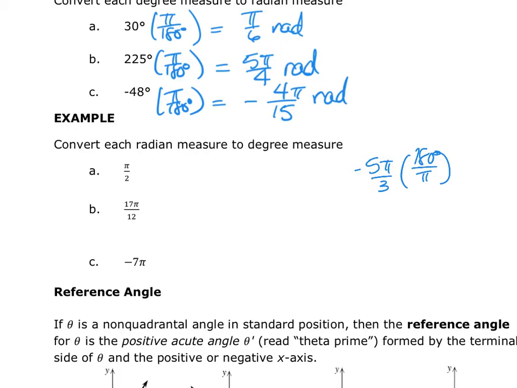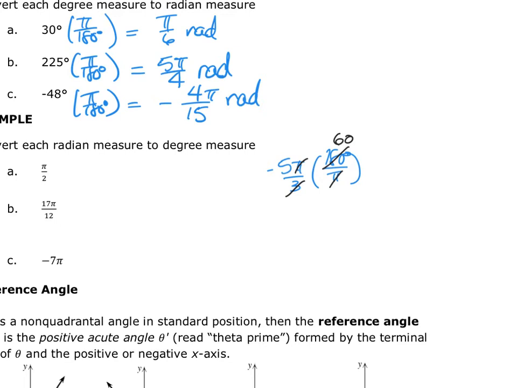Here, my pi's cancel, and I'm still going to continue the cancellation. So 3 goes into 3 once, 3 goes into 180 60 times. So then I just do the negative 5 times 60, which is a negative 300 degrees. All right? So when we are doing conversions backwards, we're still using pi radians to 180 degrees, just this time we put pi in the denominator and 180 degrees in the numerator.